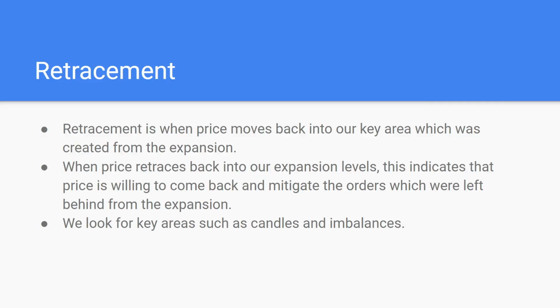So effectively, when price expands to the upside, it leaves areas in drawdown. So price was selling and then it bought, as an example. When price buys high, it leaves sell orders in the market. Sell orders can be identified as a candle when we are analyzing the charts. And price has to come back and retrace into that area to mitigate.